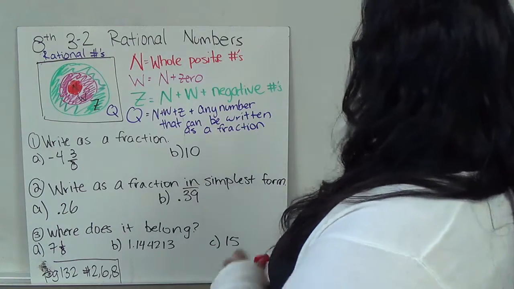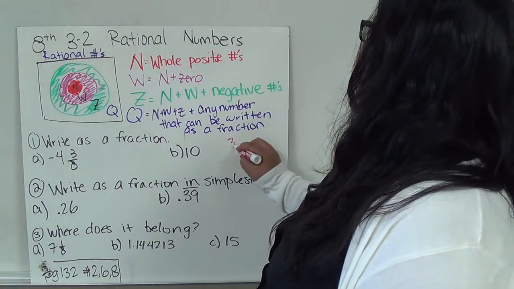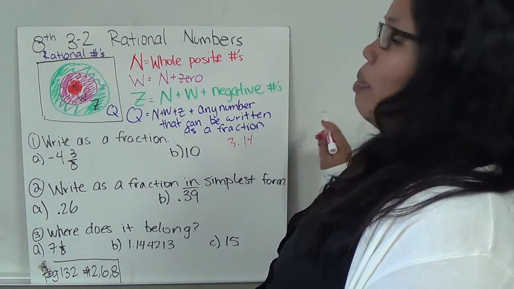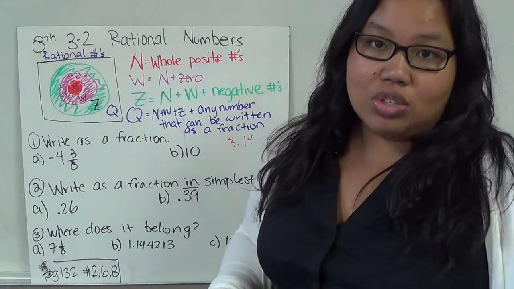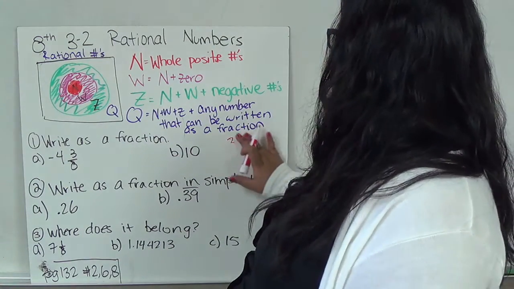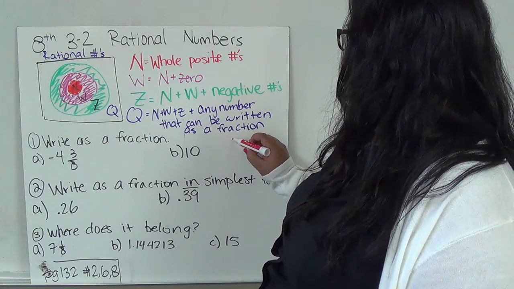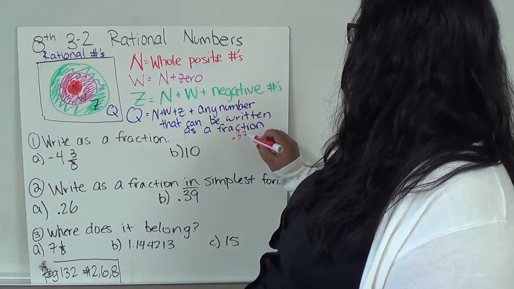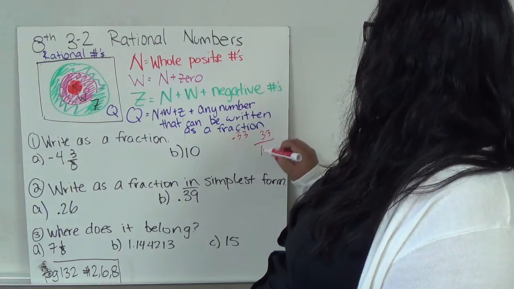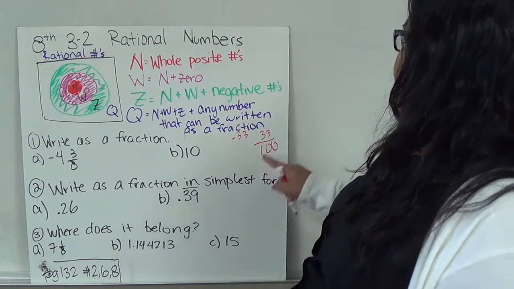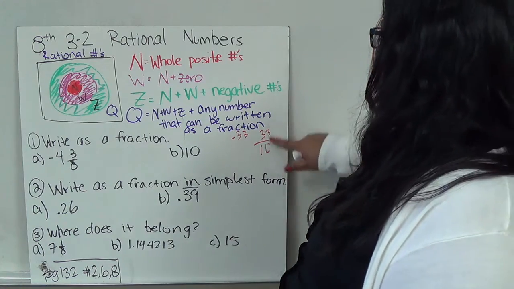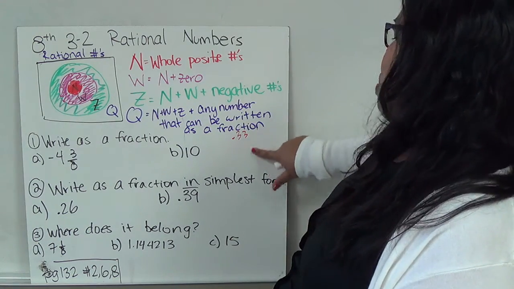So for example, if I have pi, which is 3.14 and so on, that's not a rational number, it's an irrational number. But 0.33, that's the same thing as 33 over 100. Okay, this can be written as a fraction. So as long as it can be written as a fraction, it's rational. Pi cannot be written as a fraction. That's irrational numbers.